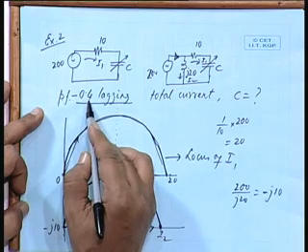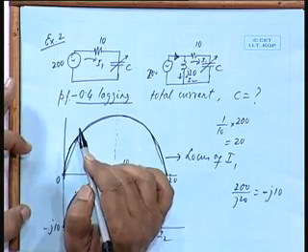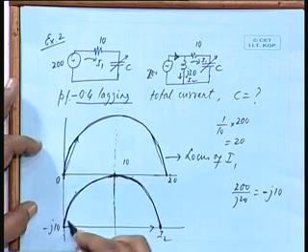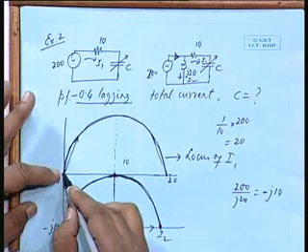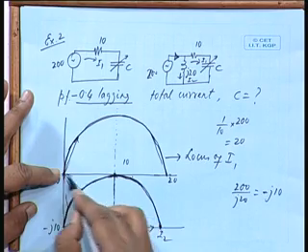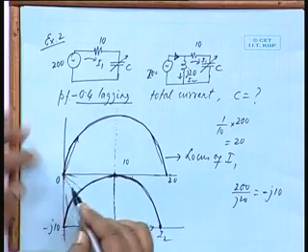Now, what is the question? The question is, for 0.4 power factor lagging, what is the value of the capacitance? For this current, the current locus is with respect to this origin, this is the current locus, is it not? Total current, the origin is fixed.